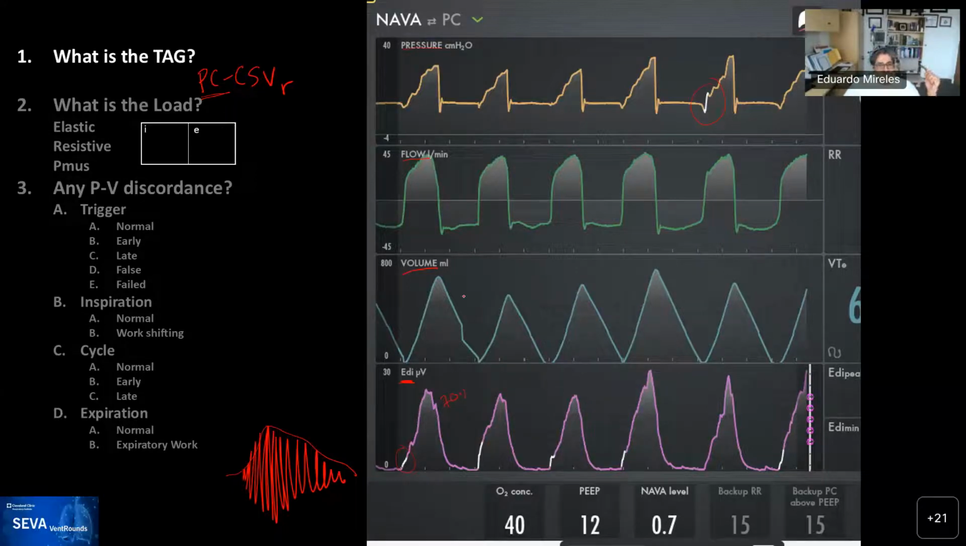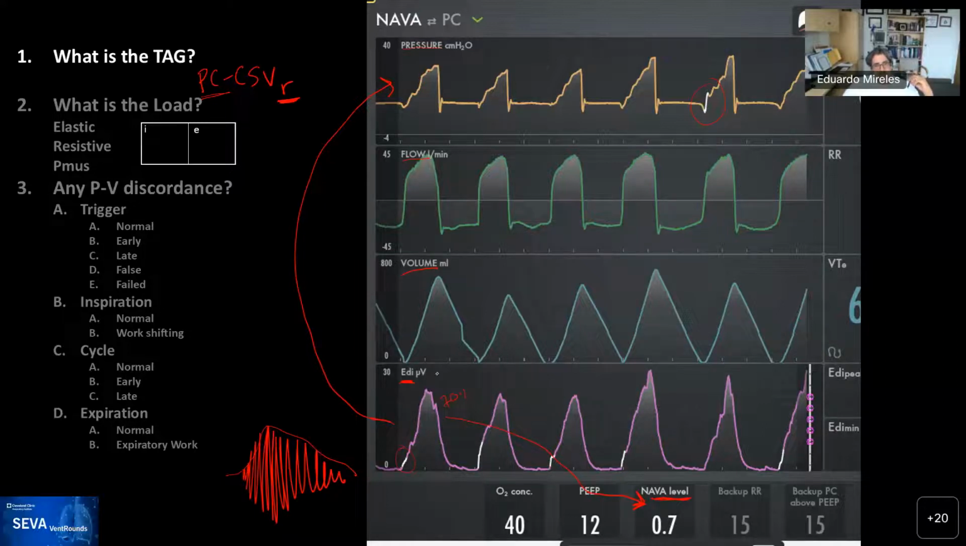So what you will see is that this is using what we call a targeting scheme, which is servo, which essentially means that it's proportional. Proportional to what? So the pressure, because it's what we're controlling, is proportional to the electrical activity of the diaphragm. And so this is being measured by the catheter in the esophagus, and then it's multiplied by this number over here, which we call the NAVA level. According to that level of millivolt multiplied by this NAVA level will give you the amount of pressure that the patient is getting.